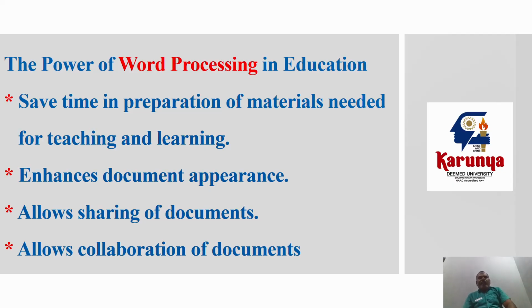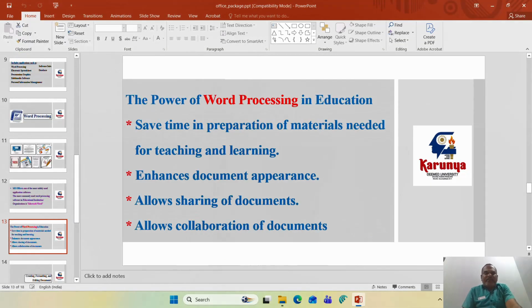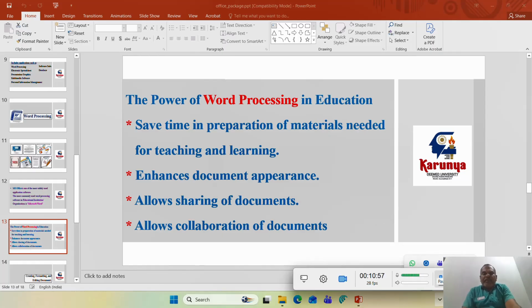Then it allows sharing of documents. Writing a document by hand, I can share it with a single person, but a soft copy of a document I can share with many people in a single minute. Then we can collaborate on documents with someone else. That is very important in the education field, how the document is used with everyone. Okay, so these are all the important things when we are using word processing. That's why it is called productivity software.